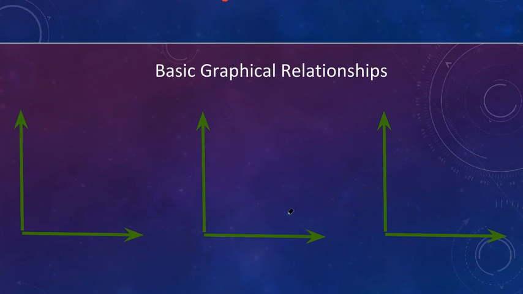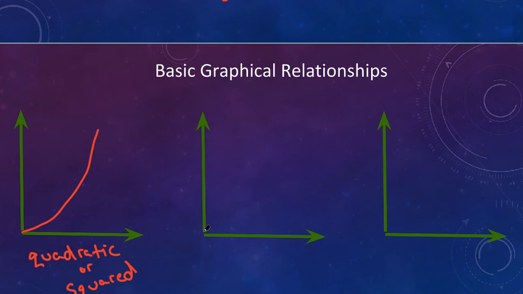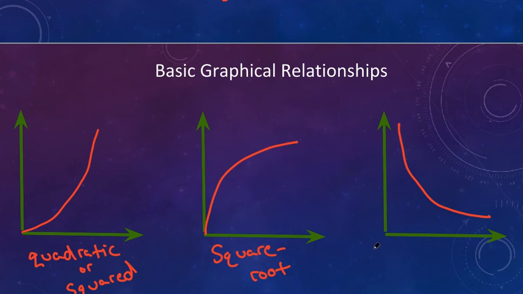What else? We can see a quadratic like we saw in case 2. It's your parabola, and so you can call this a quadratic, or maybe you want to call it a squared, either one. We can have a square root. And then lastly, we can have an inverse graph. An inverse graph is your hyperbola, or this actually can be inverse squared.